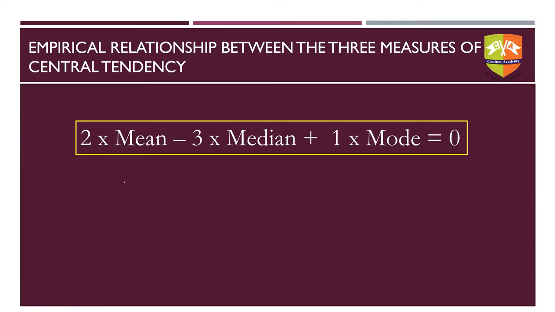Many times this could be written as 3 median is equal to 2 mean plus 1 mode for the same data, but it's not always true. For your purpose, there was a question last year where they gave median and mode, and you had to find the mean, the other way around for the same data. So this was the theory part.